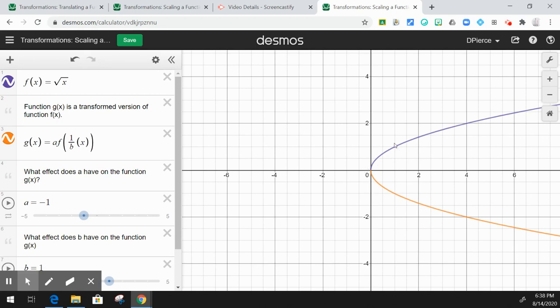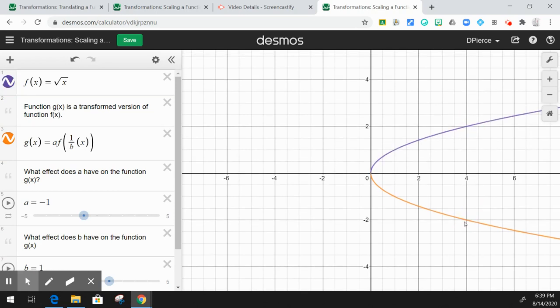So this point right here is the point 1, 1. Now it's at 1, negative 1. So the y coordinate changed to negative 1. If we look at this point here, you've got 4 for your x coordinate, 2 for your y coordinate. Now your y coordinate is negative 2. So instead of positive 2, negative 2. Instead of positive 1, it's negative 1. So it's reflecting over the x-axis, and the y coordinate is what's changing.